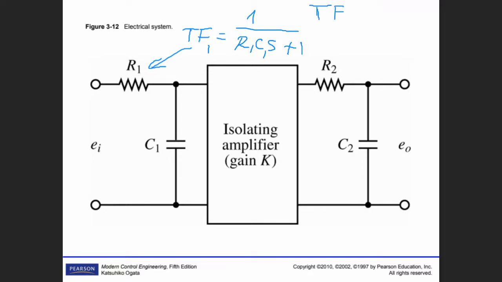TF2 is equal to 1 over R2 C2 S plus 1. So what is happening here actually, the total transfer function would be, I can write it here.